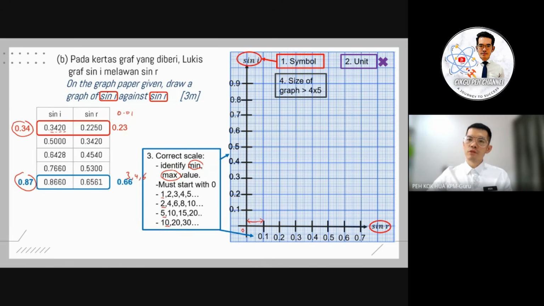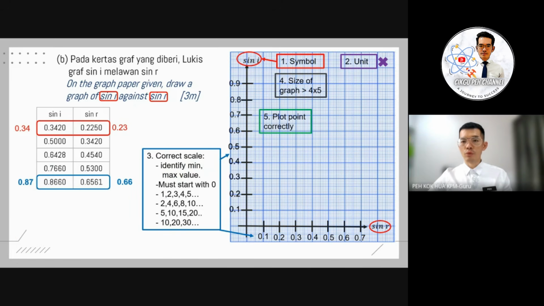Then the 4th tip will be that you need to make sure that the graph you draw must be greater than 4 times 5 units. So the 4 units will be here, and the 5 units will be here. 1, 2, 3, 4, 5. So here 1, 2, 3, 4. So that means the size of the graph you draw must be at least half of the graph paper.